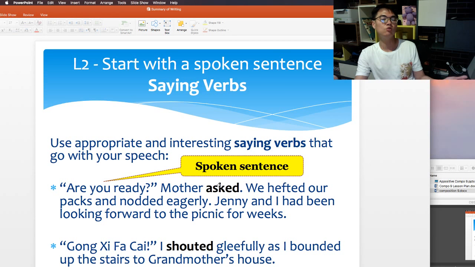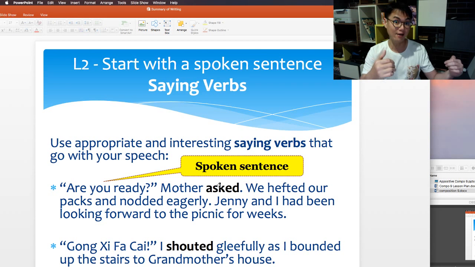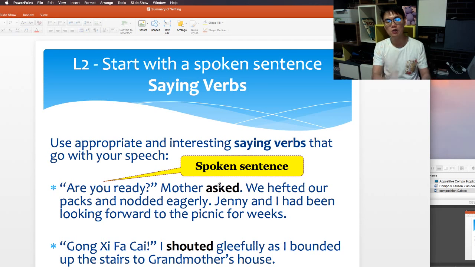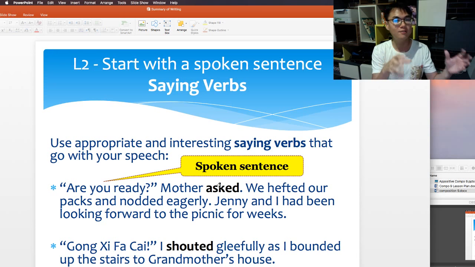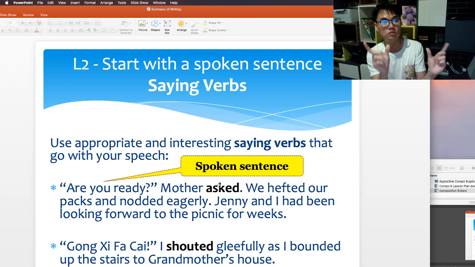So remember, when we do oral, we always focus on the dialogue, right? And I tell you who is saying that dialogue. What does the person sound like? It's the same here in composition. When you have a person saying something, you have to also use a saying verb to tell your reader how the person is saying it.